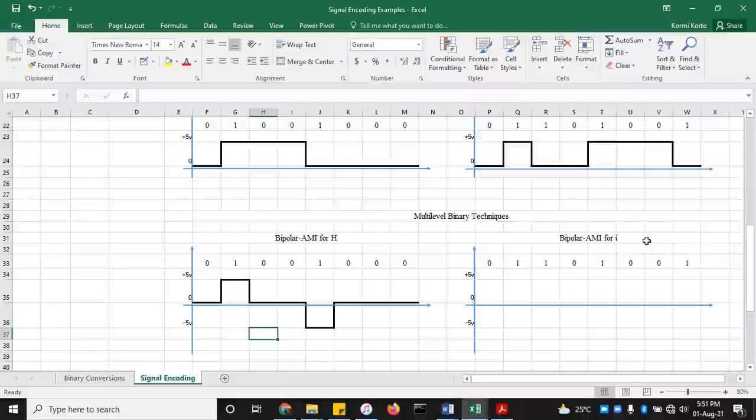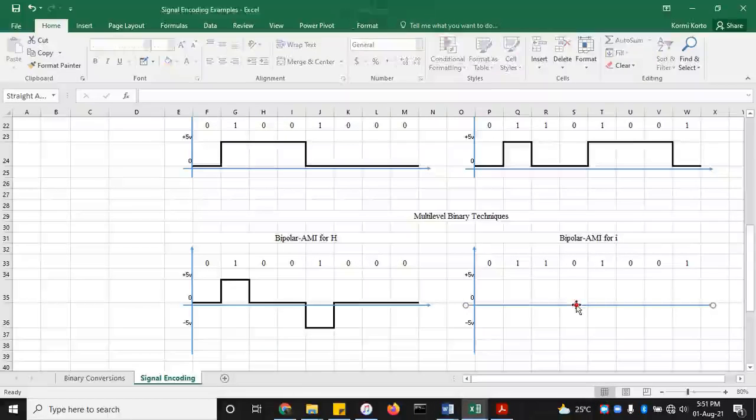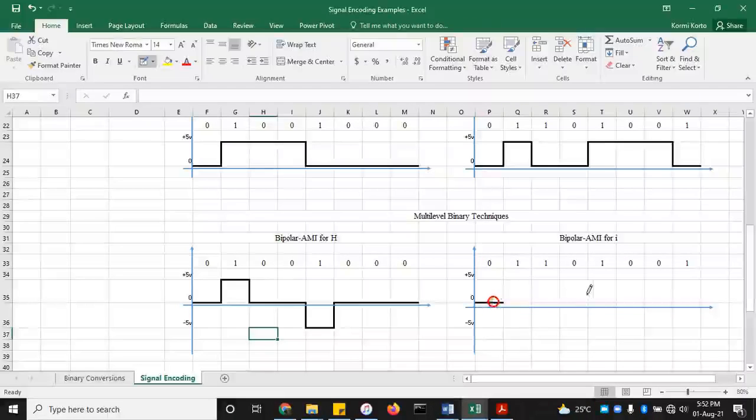So for lowercase i, the same concept or the same rules apply. Let's deal with the off states first. Level, level, level, level. It's the one that gets alternated. So here we have a high, a negative, a high, and a negative, and you just link them up.